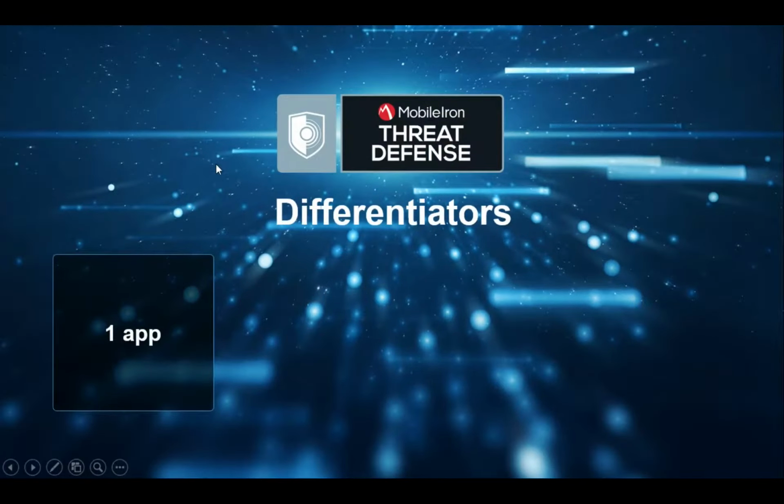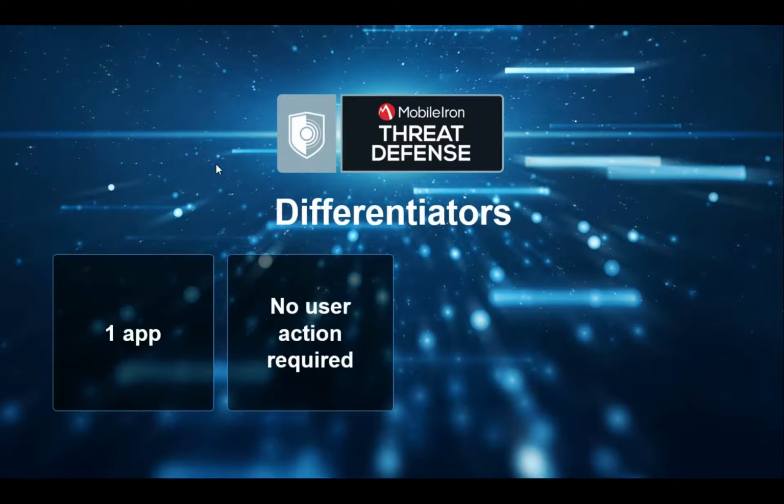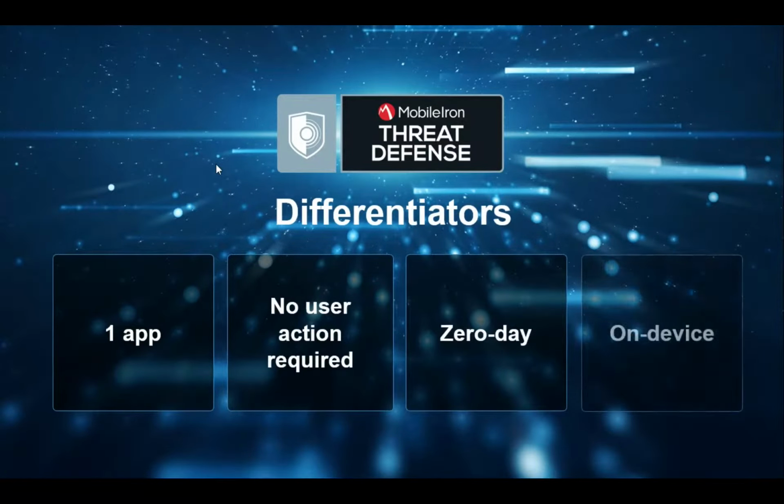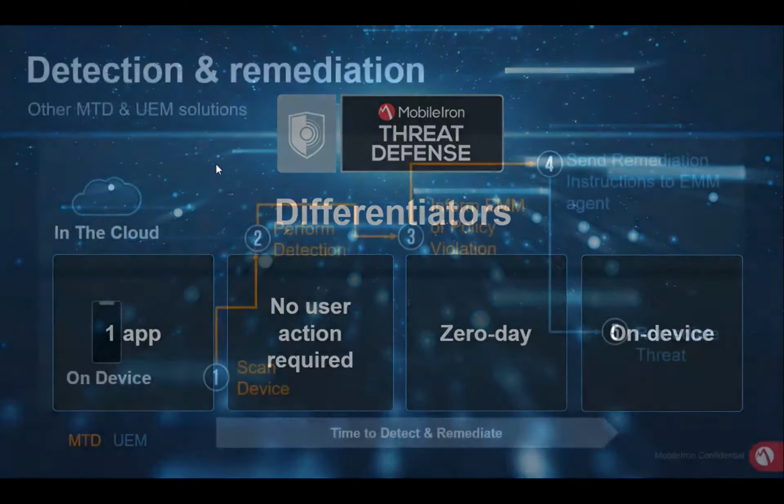And with MobileIron, it's one app, no user action required, and it's for zero-day threats, and it's on the device. The reason is that the user need not do anything for any type of attack I've just explained. Everything happens offline on the device. It doesn't need to reach any third-party server, on the cloud or on-prem, to get a signature or a remediation action to apply. So the moment MTD detects any attack or any malicious thing happening on the device, it automatically remediates, even if it's offline.